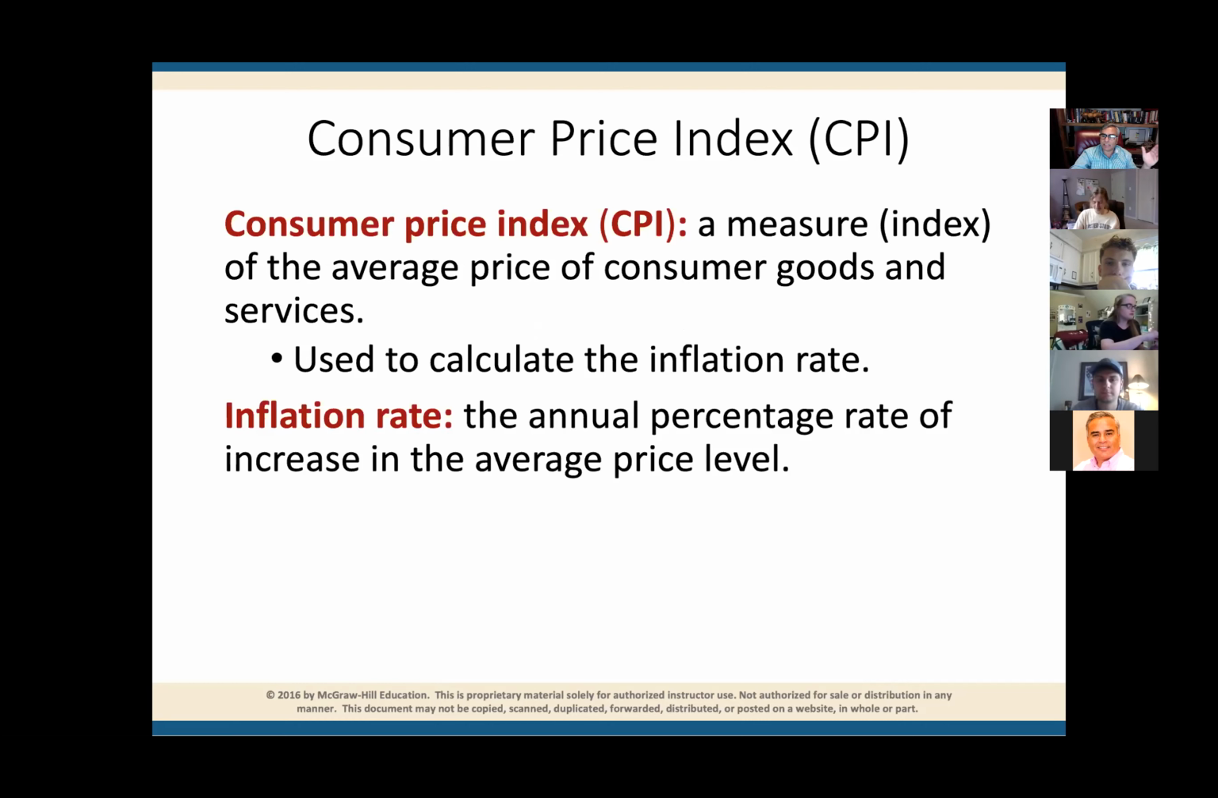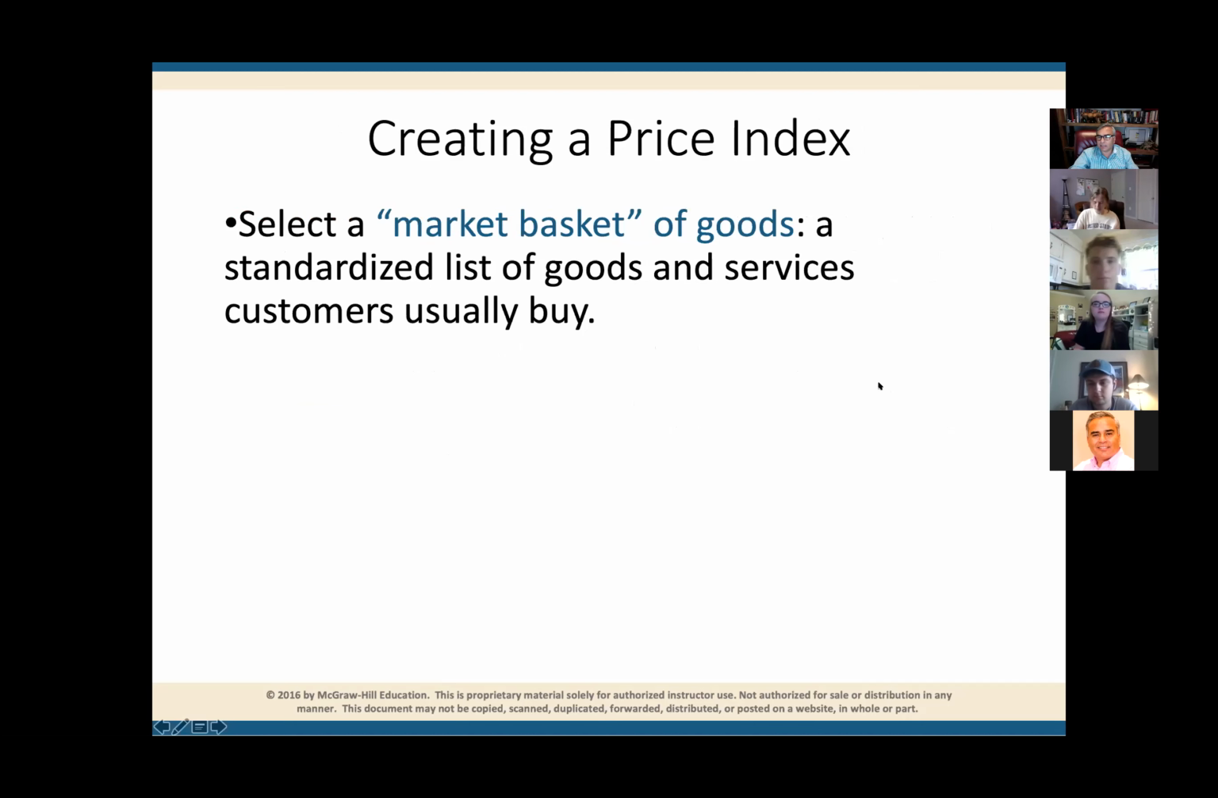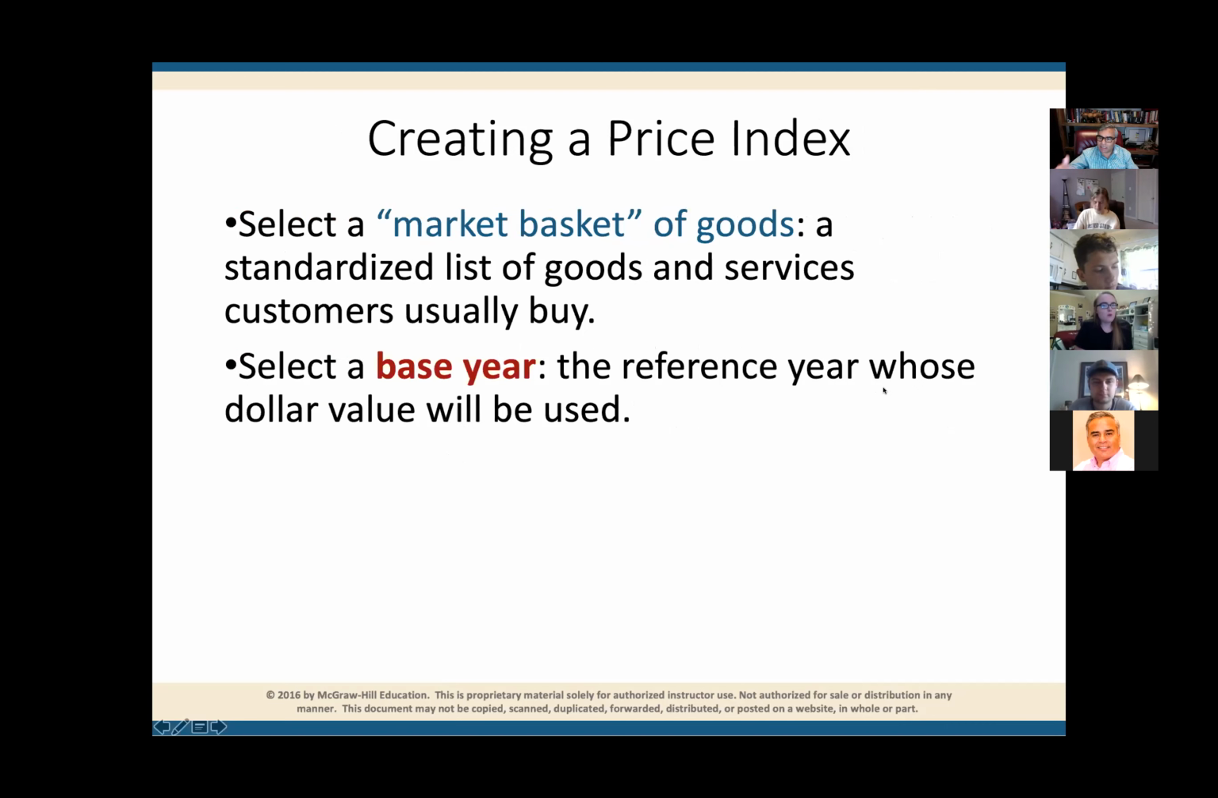So this is the consumer price index. Again, the consumer price index gives you an idea about, in percentage terms, how much the price of things are going up, and that's the inflation rate, right? The consumer price index is a market basket of goods, and we buy them, and then we buy them again, and then we see the difference.